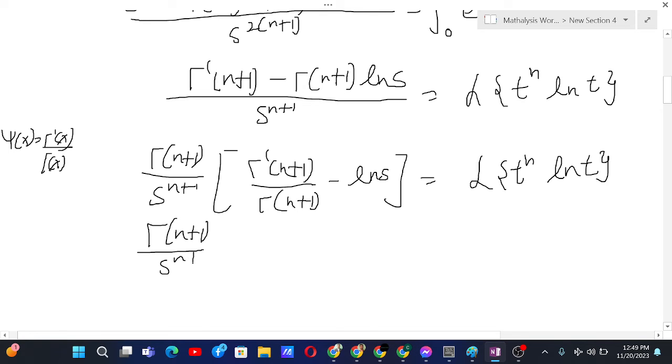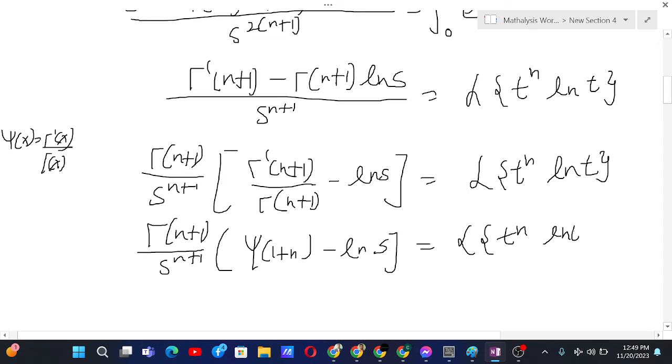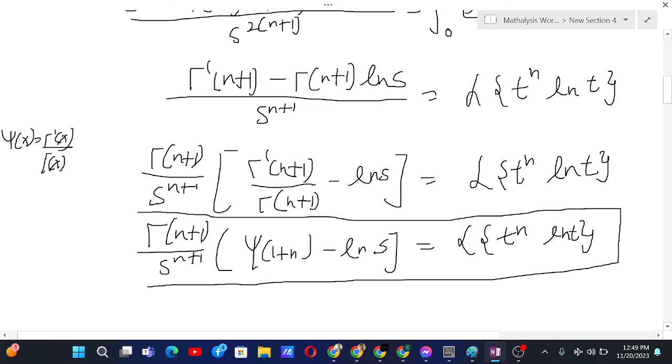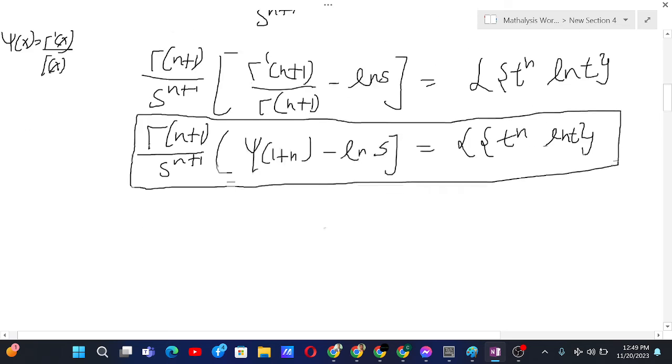Gamma n plus 1 by s to the power n plus 1 is equal to digamma of 1 plus n minus ln s, which is equal to the Laplace transform of t to the power n times ln of t. So this is the Laplace transform for this general result, t to the power n times ln of t, but this is not what we are seeking.